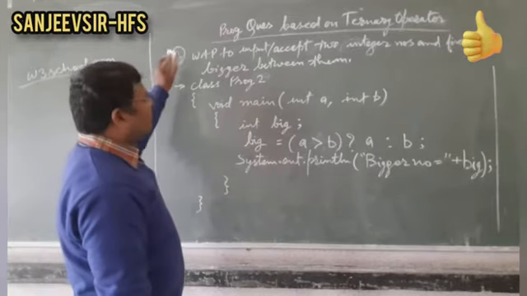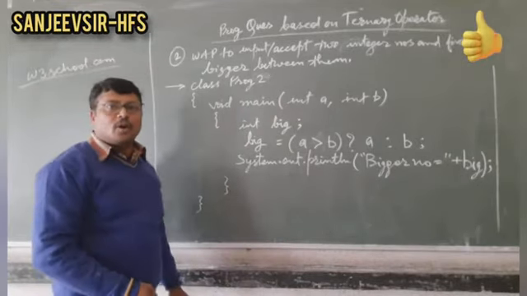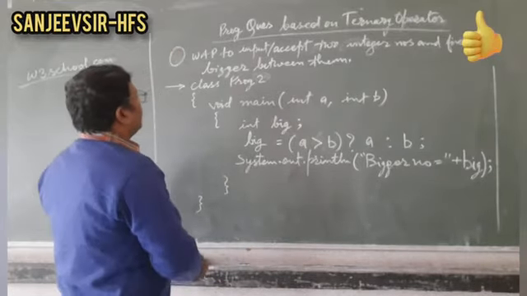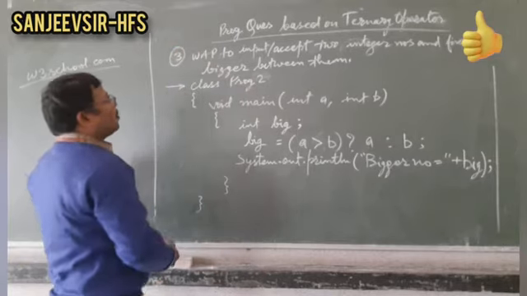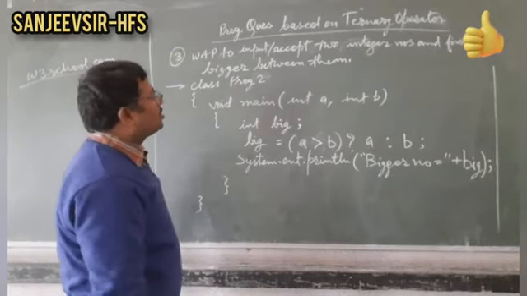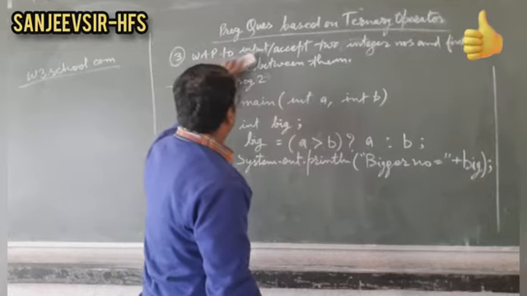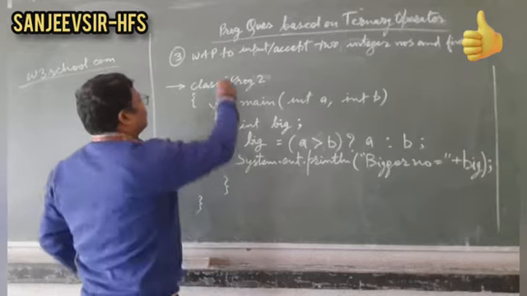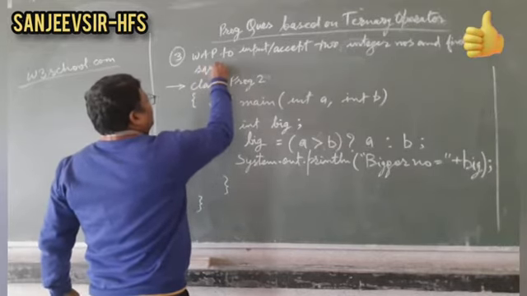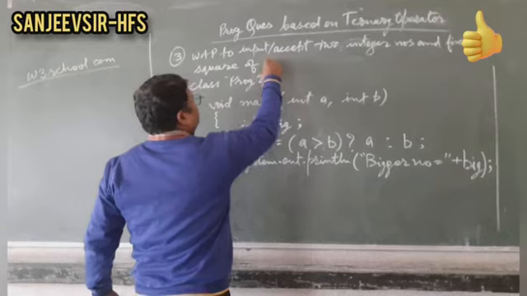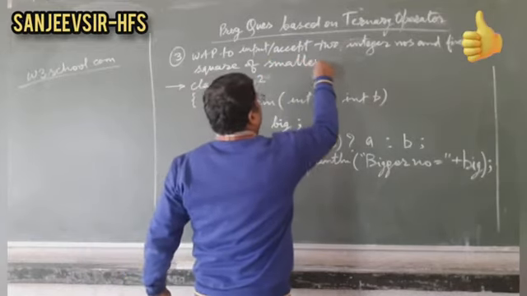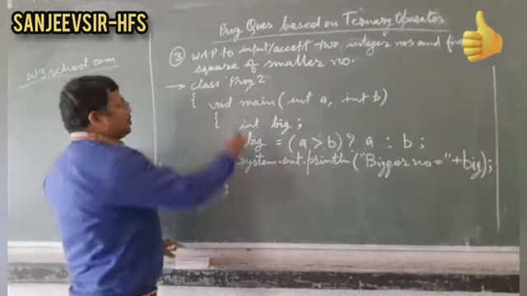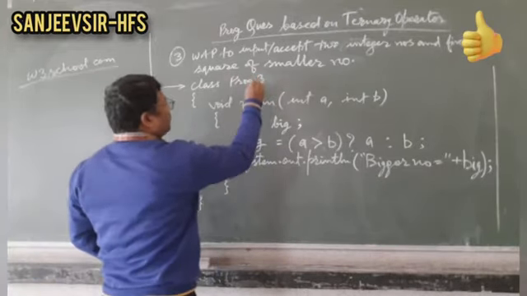So the third question is different. You can pause and write these programs in your copy. Now the third question. We have to input or accept two integer numbers and find out the square of the smaller number. Square of a smaller number. So question number three, that's program 3.